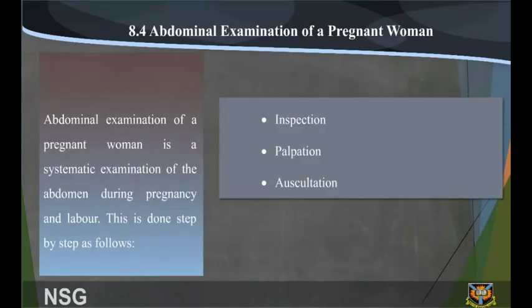Abdominal examination of a pregnant woman. Abdominal examination of a pregnant woman is a systematic examination of the abdomen during pregnancy and labor. This is done step by step as follows: inspection, palpation, auscultation.